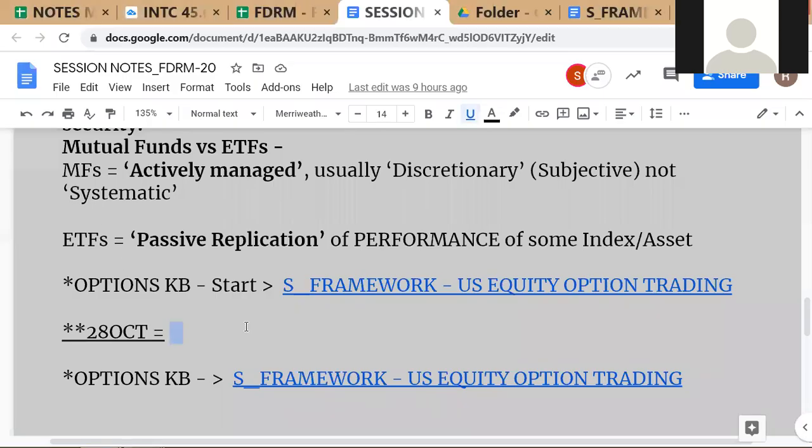Yeah, so this KB is the options KB, which we started from in the previous class. KB stands for knowledge base. We may be using this term quite a bit. This is the knowledge base that you'll need for your options trading project, and you'll have some other knowledge as well, basic knowledge of options.